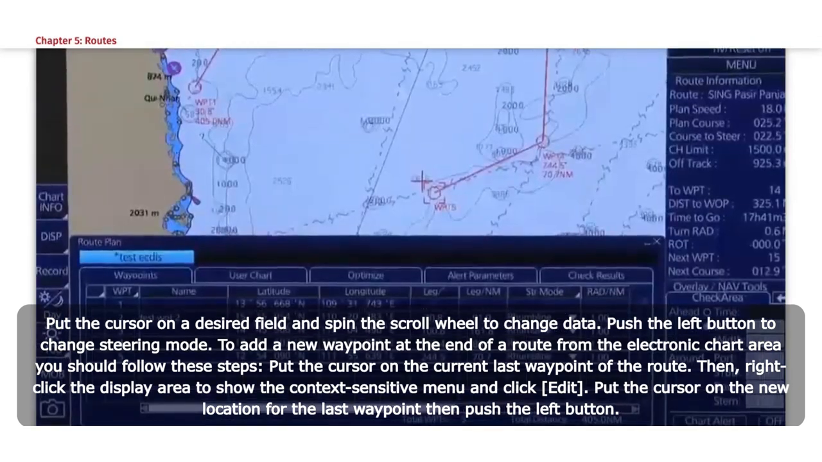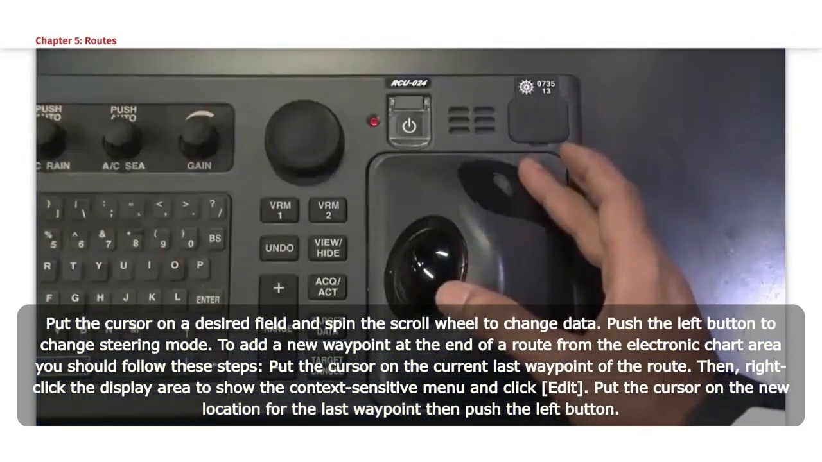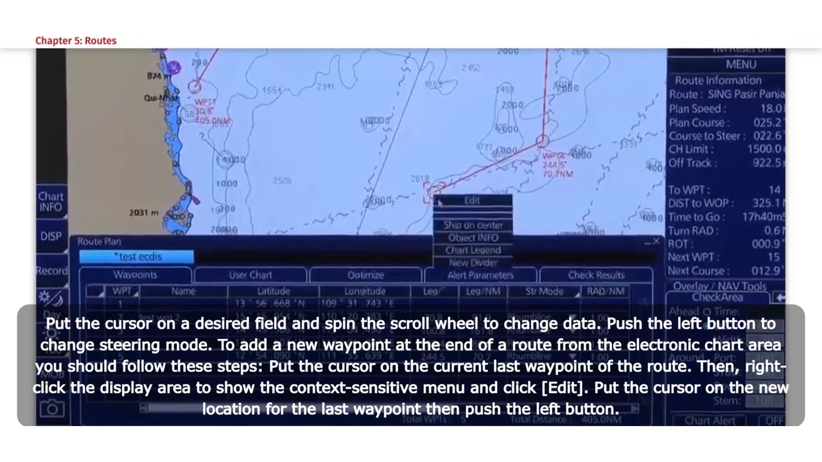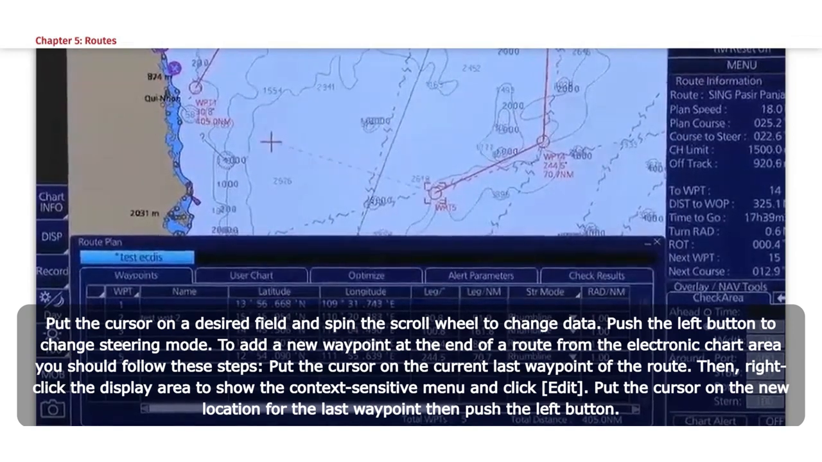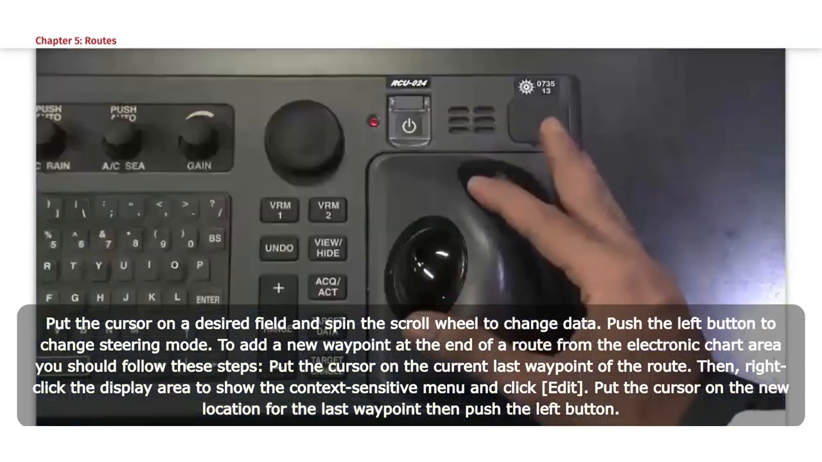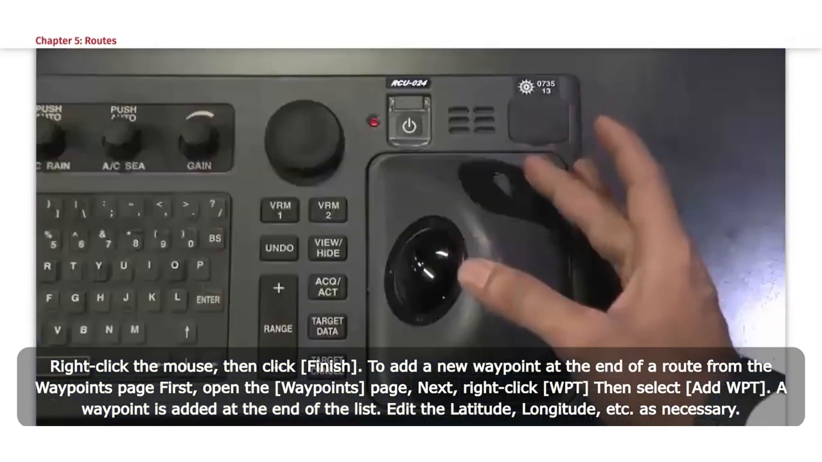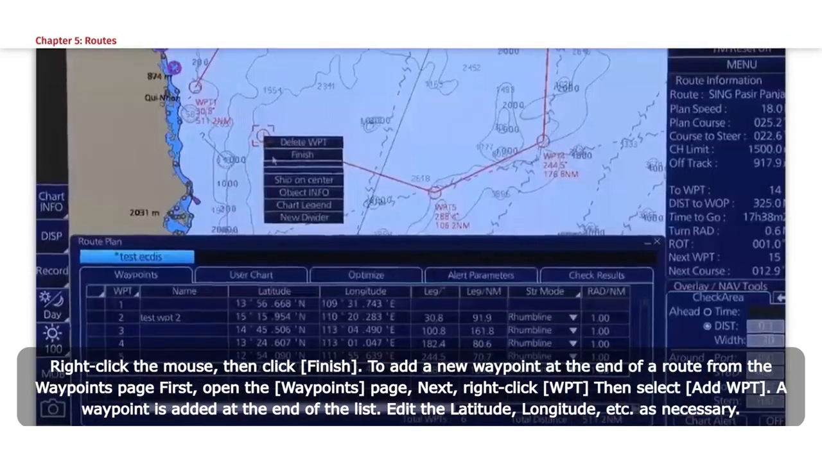To add a new waypoint at the end of a route from the electronic chart area, you should follow these steps. Put the cursor on the current last waypoint of the route. Then, right-click the display area to show the context-sensitive menu and click Edit. Put the cursor on the new location for the last waypoint, then push the left button. Right-click the mouse, then click Finish.